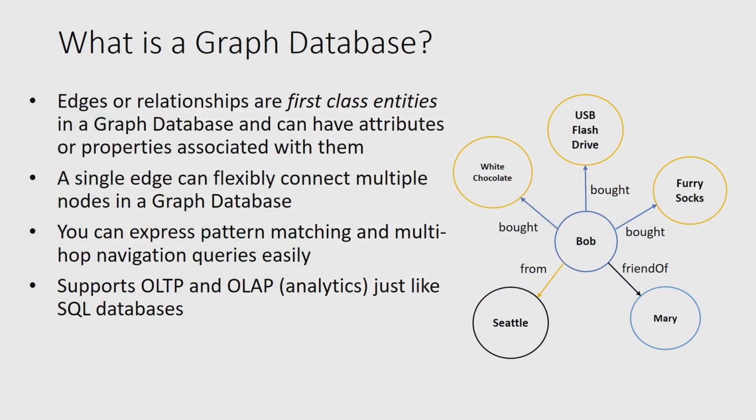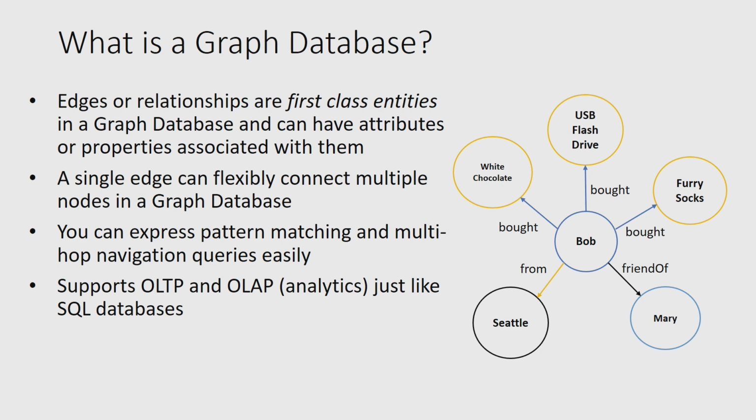You may ask, how is it different from a relational database? The difference is that edges represent many-to-many relationships. They can flexibly connect many nodes to many other nodes in the database, whereas a foreign key in a relational database can connect one entity type to many other entity types, so it represents a one-to-many relationship. Graph databases also support navigation through your graph, with an easy query language for that, and they can do both OLTP and OLAP queries, just like relational databases.